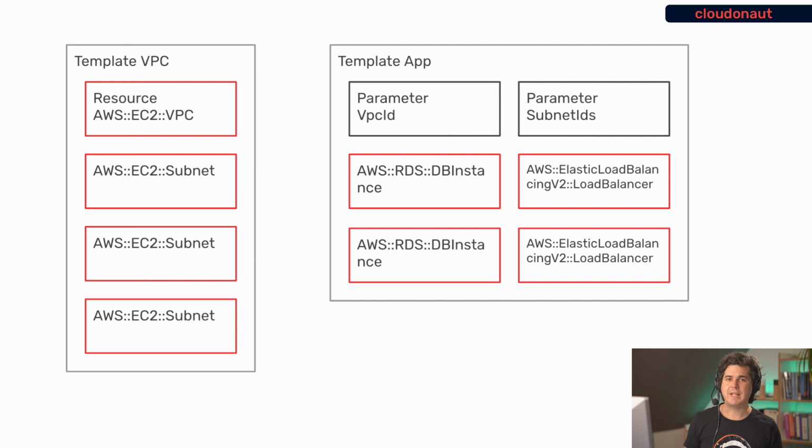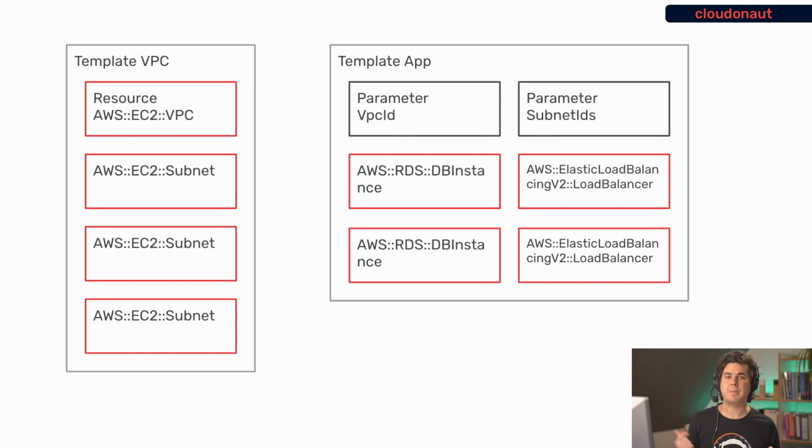So one strategy is to split things up into multiple templates. For example, one good idea here could be to have a VPC template. So you can split out all the VPC related resources, put them into a single template, and then you create a template for your application. And this only contains the resources that are needed for the application. So for example, the database and the load balancer.